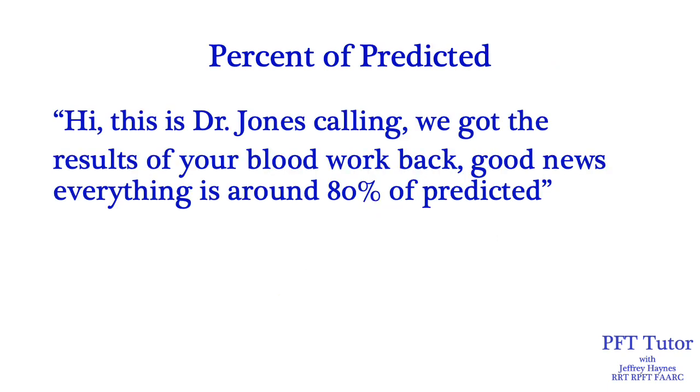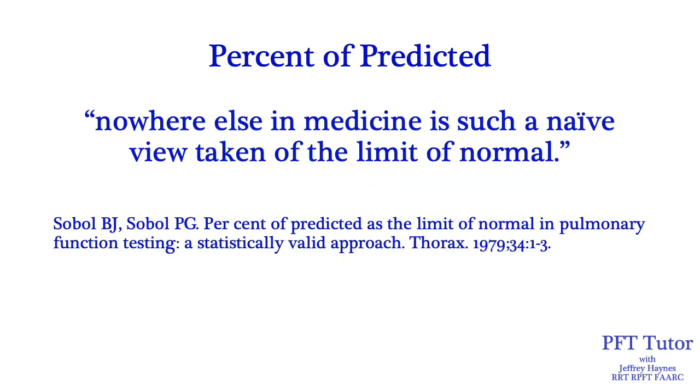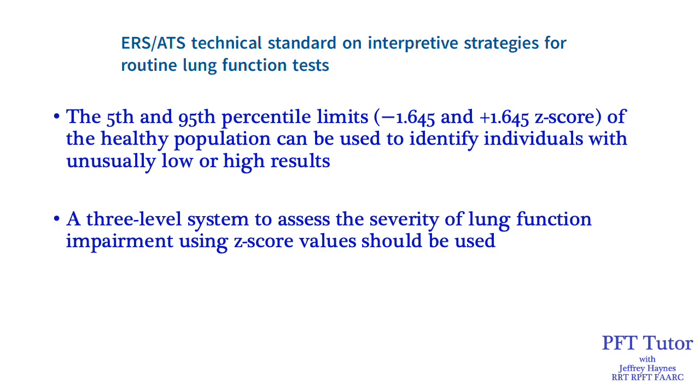This strategy to determine the normality of a diagnostic test is unique to pulmonary function testing. Routine blood work, for example, is not graded as a percent of predicted. The measured value is compared to a statistical range derived from normal subjects. The weaknesses of using percent of predicted is not a new concept. In 1979, Sobel and Sobel wrote, "Nowhere else in medicine is such a naive view taken of the limit of normal."